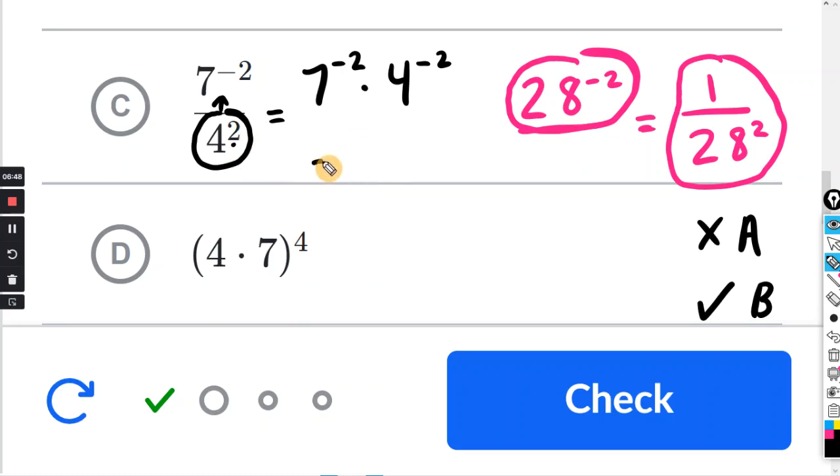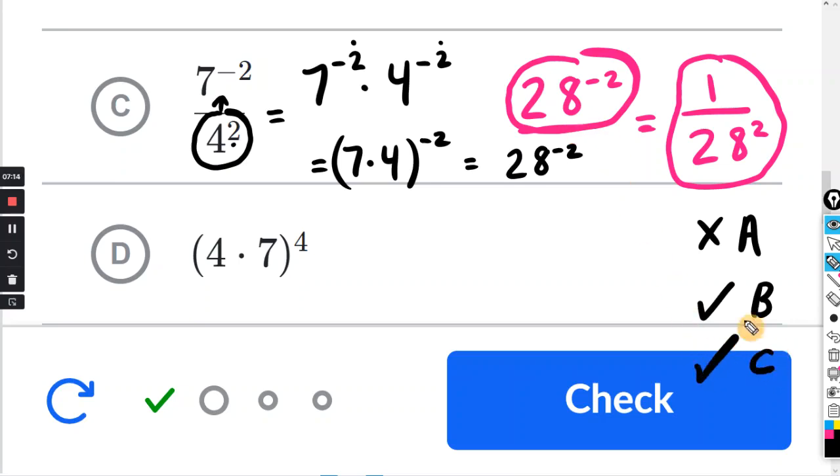Okay, if you want me to go through it again, the exponents match. They're both negative 2, and these are multiplied. So this is going to be 7 times 4 to the power of negative 2. And of course, we know 7 times 4 is 28. And that is to the power of negative 2. So that matches what we have. Answer C is also correct. Answer D, if you want to double check, 4 times 7 is 28. And that's to the power of 4. That does not match. So answer D is no good. It's going to be B and C.